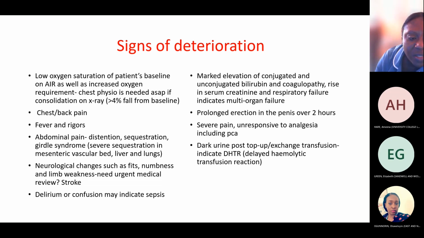Also, neurological changes as well. Are patients having any fits, numbness, limb weakness? This again will need urgent medical review. Are they having a stroke, for example? Delirium or confusion may indicate sepsis.